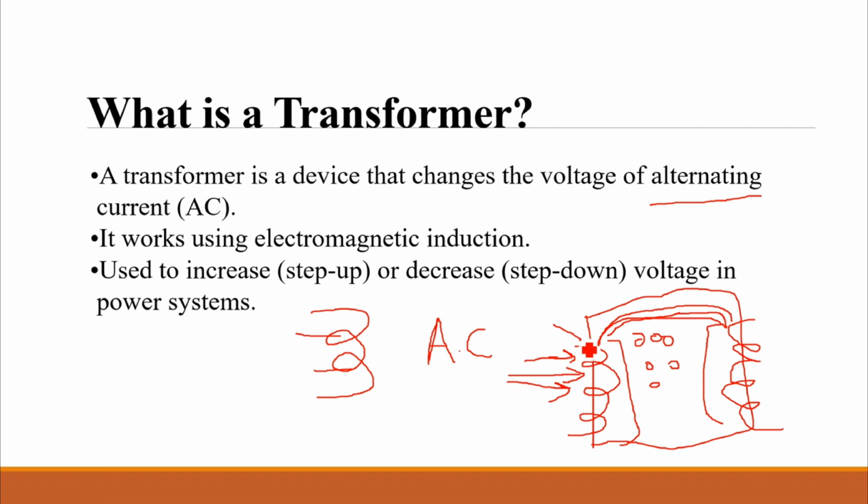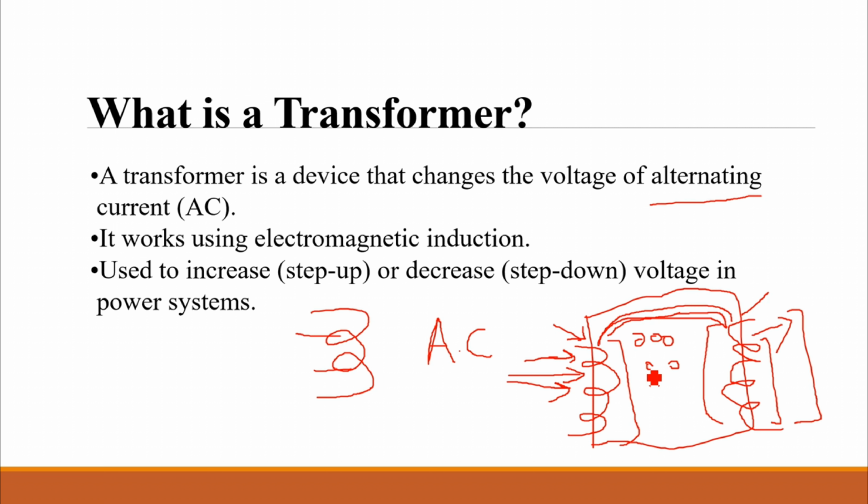This primary coil is used for input and this secondary coil is used for output, from where we get our voltage. Now if the number of turns in the secondary coil is greater, it will induce more voltage, and if the number of turns is less than the primary coil, then low voltage will be produced here. The voltage will depend upon the number of turns.